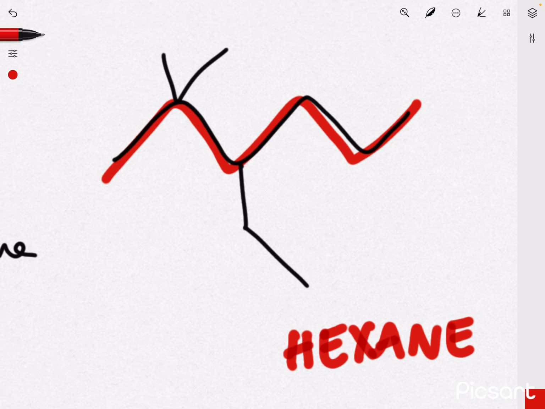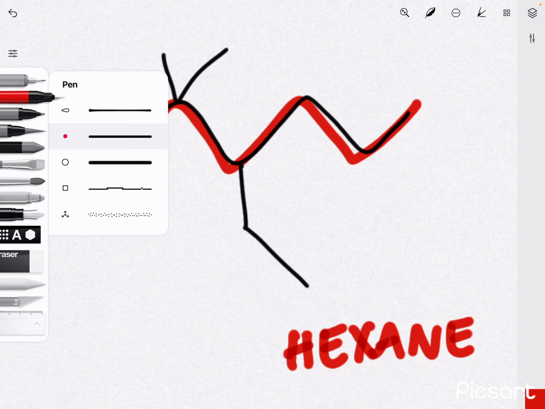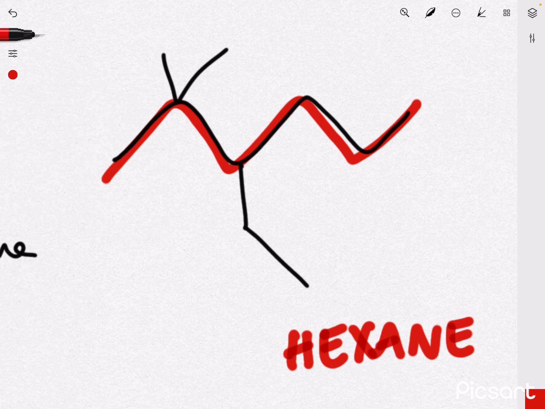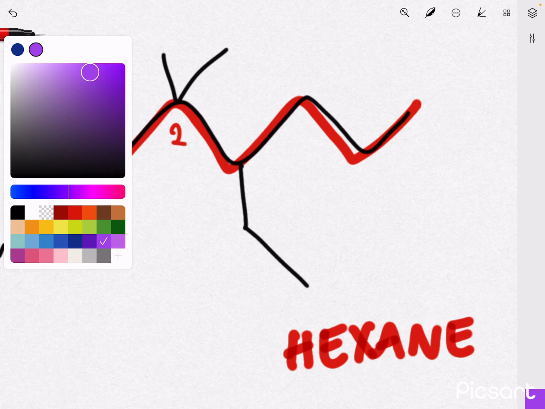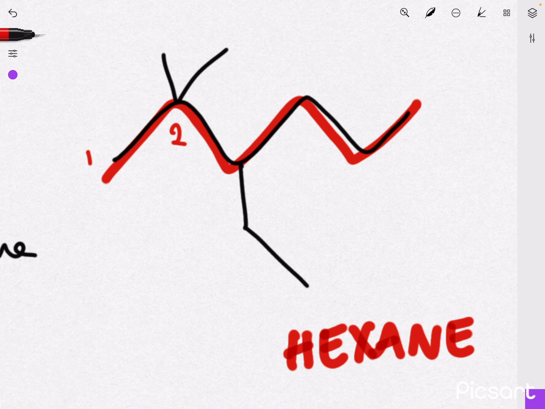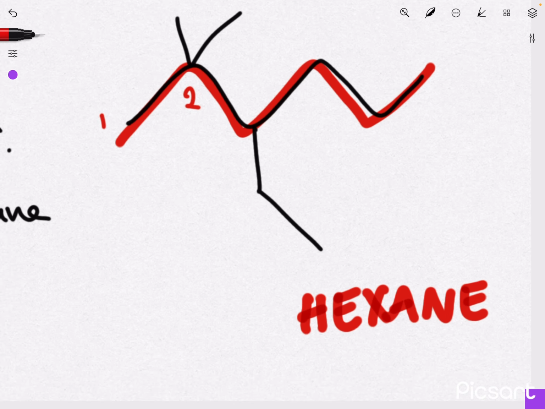Now, we'll start counting from our left to keep that number as small as possible. So 1, 2, that is our smallest number possible. And we have methyl groups sticking out at our 2nd carbon. So we will say 2,2-dimethyl.